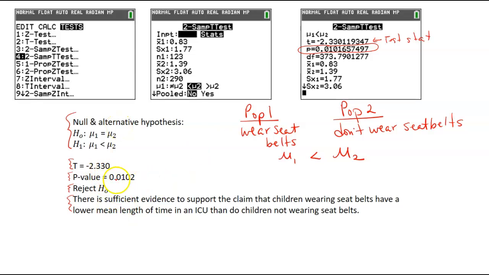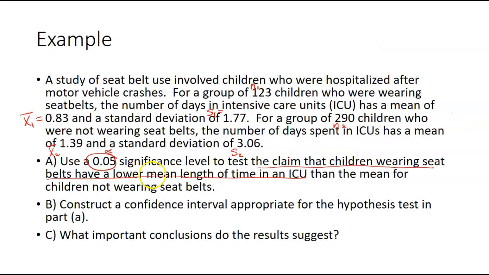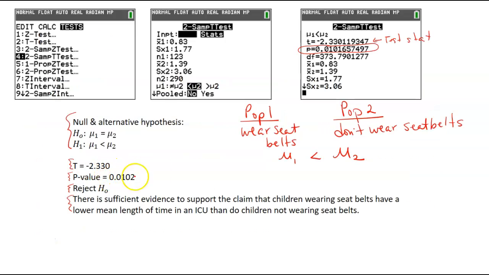Okay, so because our p-value is less than our alpha was, looking back, our alpha was 0.05, so this is less than 0.05, and so we would reject the null hypothesis. So this was our claim statement, and we're going to reject the null hypothesis in support of the claim. So we would say there is sufficient evidence to support the claim that children wearing seatbelts have a lower mean length of time in an ICU than do children not wearing seatbelts.